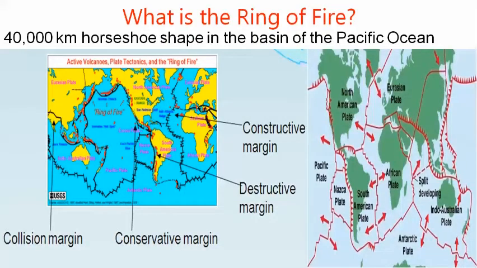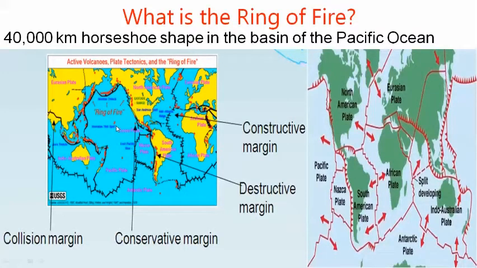Now, what is the ring of fire? Maybe many of you have heard about this. The terminology of the ring of fire comes up in various competitive exams. Over here, you can see the pictorial representation of the ring of fire. As you can see, the shape is a horseshoe shape, around 40,000 kilometers. And where is this found? This is found in the Pacific Ocean.